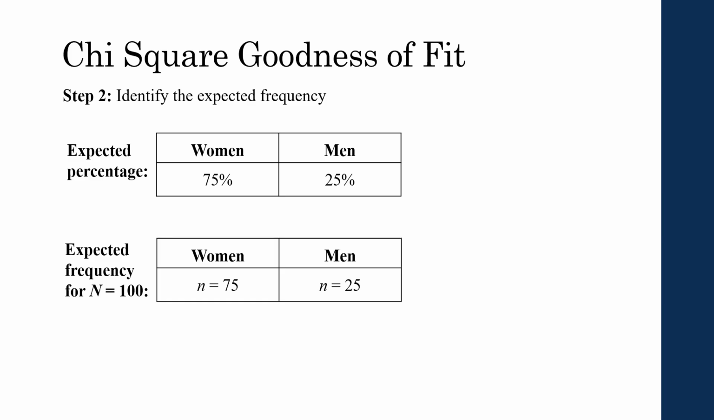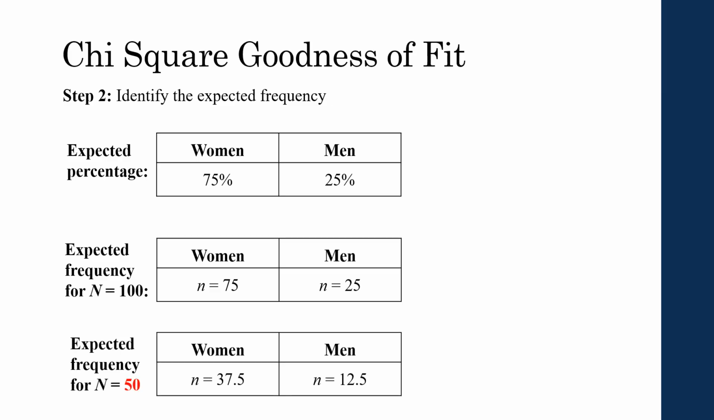The next step is to identify the expected frequency. As a reminder, these are the expected percentages. What I want to highlight here is the difference between percentage and frequency. Because we have 100 participants, our N for each category matches that percentage. But these frequencies would be different if we had, say, 50 participants. Taking 75% of 50, that would give us 37.5 women, and taking 25% of 50, that would give us 12.5 men. The takeaway here is not to confuse percentages for frequency.